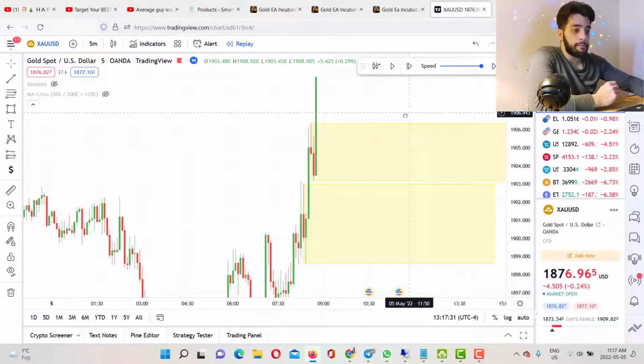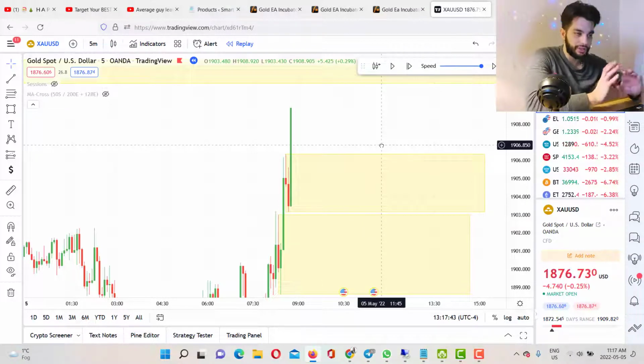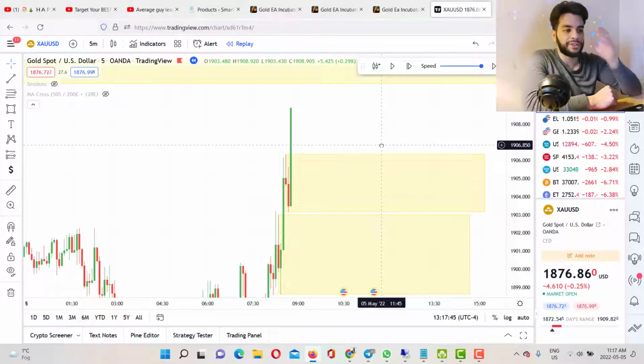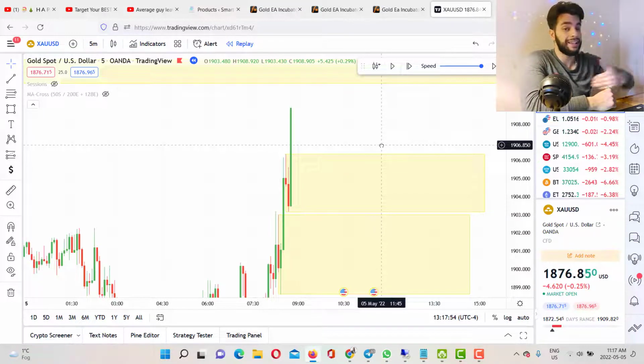But the mistake I made was, when you have two high probability demand zones or two high probability supply zones back to back with a very close space, not too far from each other, then most likely you get stopped out on the first one, because price is kind of willing to go for the second one, and then it probably reverses.